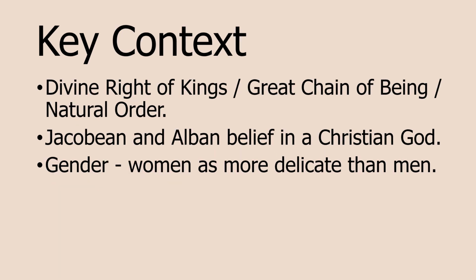Okay, key context. I've mentioned these three, and when I taught them in previous videos, I always teach them together because I think they're closely linked. The divine right of kings is the idea that God chooses the king on the throne. And the great chain of being is this idea that the universe has a hierarchy, an order of importance, with God at the top, then kings and queens, then normal people, then animals, then plants, all the way through to rocks and dirt at the bottom. And the natural order is this idea that God has maintained the universe, and then if anything happens to break the divine right of kings or the great chain of being, the natural order will turn into chaos.